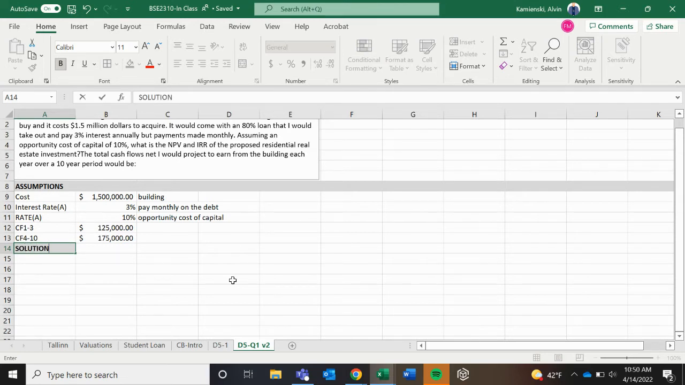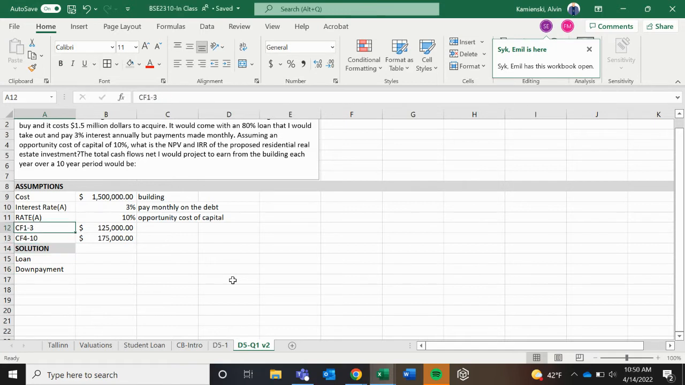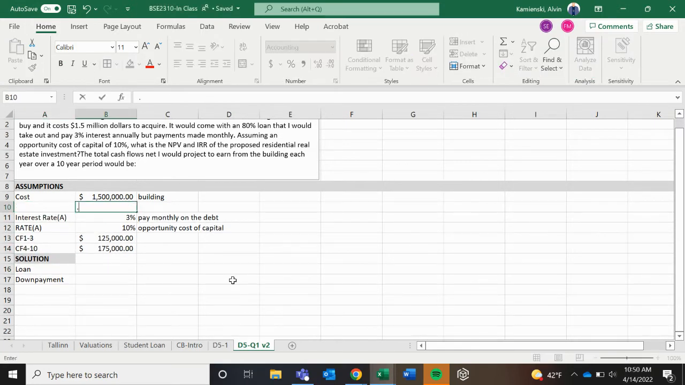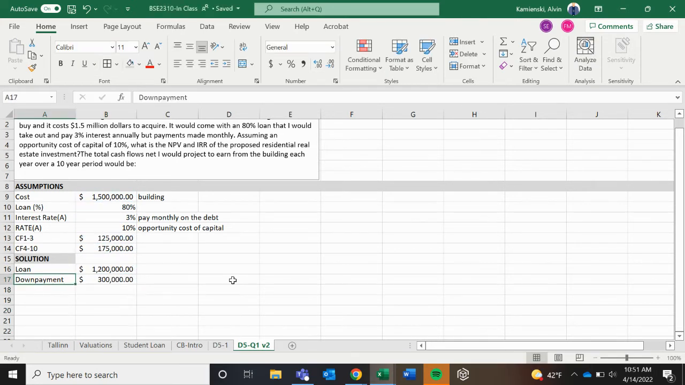And the solution is going to include the amount of my loan, which will also mean that I need a down payment. And up above, it was discussed and needs to be documented that 80% is the loan percentage that I can get. So what is the amount of the actual loan? 80% of the $1.5 million cost means I need 1.2 in loan funds. So less the loan funds from the building cost means my down payment is going to be $300,000.